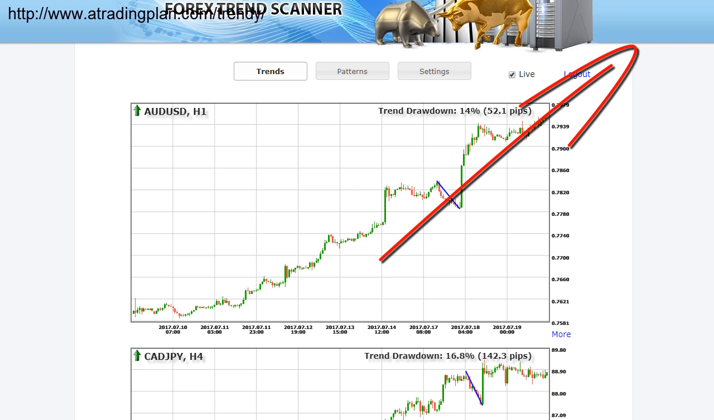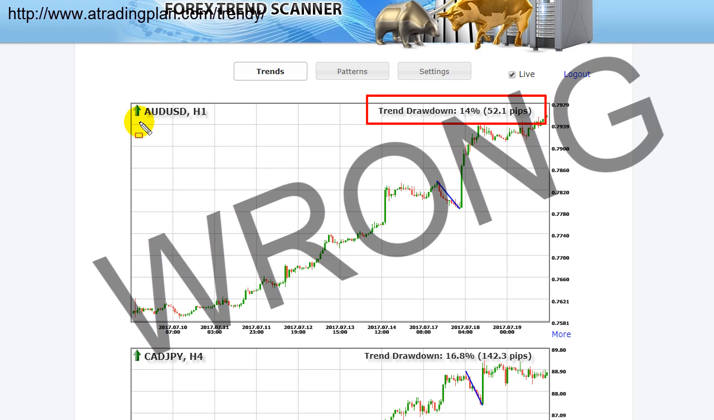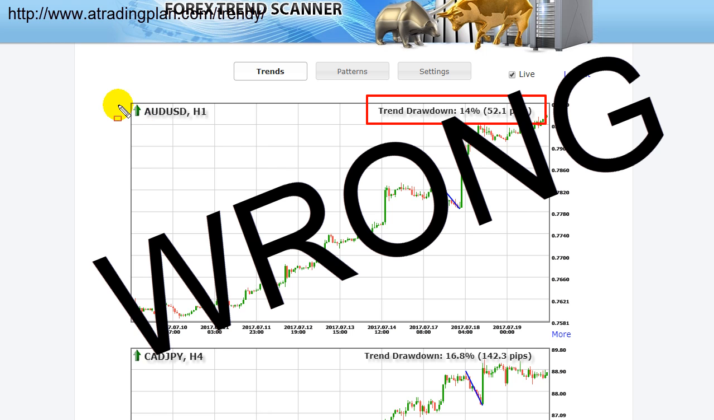And the reason I want to go back to Forex Trendy is because someone sent me an email in regards to something that appears on all the charts. It's this area right here, trend drawdown, 14%. What they were led to believe from some video on YouTube was this was the 14% chance of an uptrend or a downtrend occurring, or something along those lines, a reversal, which is just silliness. So whomever gave them that advice is incorrect.